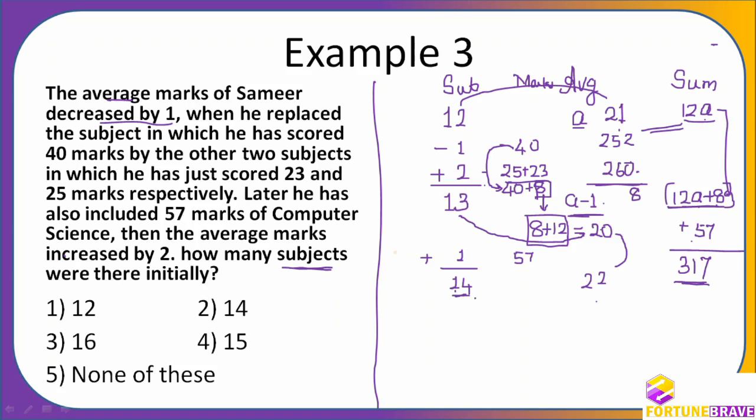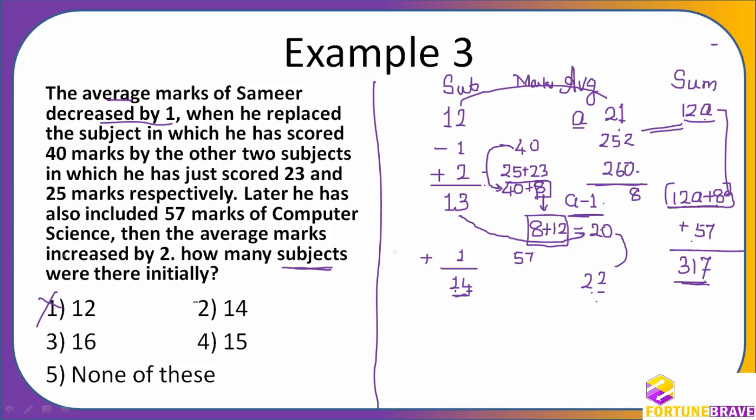Is it possible? 14 into 22. Will it be possible to make it 317? Not at all possible, because both are even numbers. You need not worry about it. It is an even number, so it will never happen like that. Is that understood? So 12 is not the right answer.